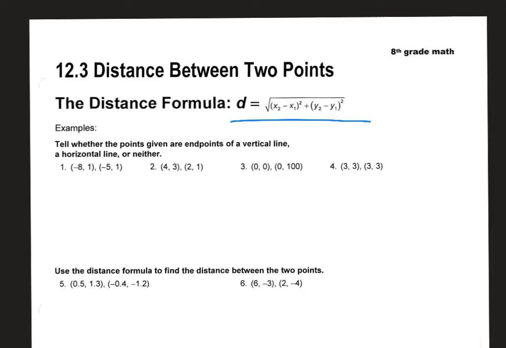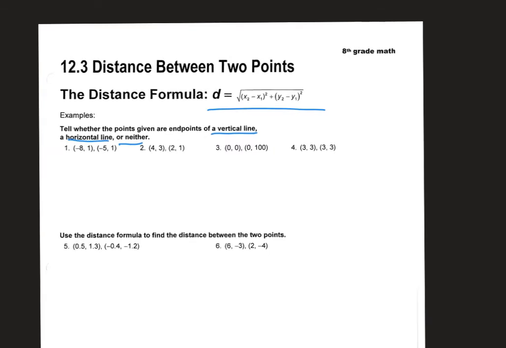So the first thing we're going to do is tell whether our lines from these points are vertical, horizontal, or neither. Okay? So when we look at these points, if we have y values that are the same, let's add that to our notes. Y is the same. We know that our line is going to be horizontal.